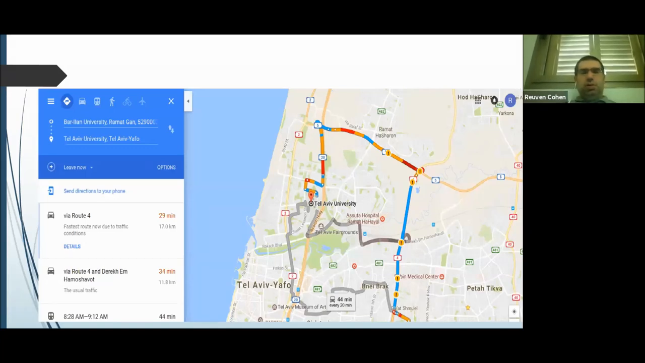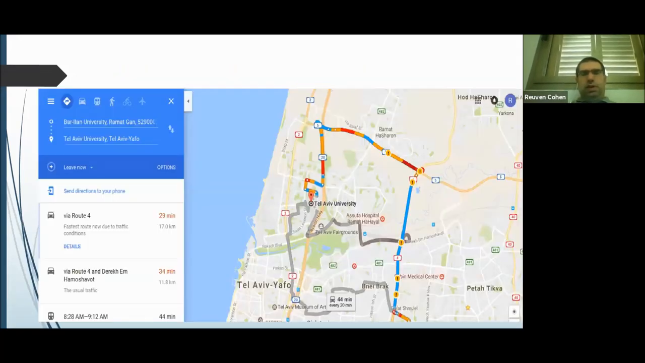So here's a real world example. I just took it from calculating the least cost route from Tel Aviv University to Bar-Ilan University. You can see here that the route that was chosen was much longer in terms of distance than the shortest route. However, it was the least expensive one in terms of travel time.